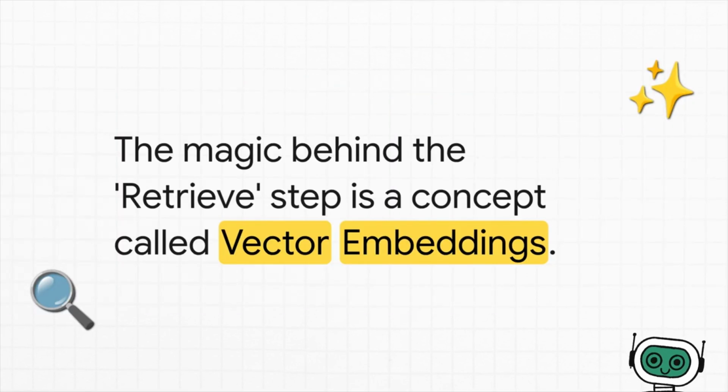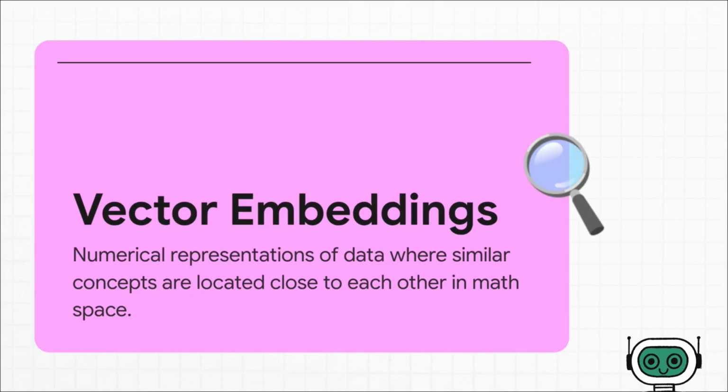Okay, but that first step is the magic one, isn't it? The retrieval part. How does the system know which documents are relevant to your question? Well, the key technology here is something called vector embeddings. Here's the intuition. Vector embeddings turn words and sentences into numbers, basically coordinates on a map. On this map, things with similar meanings are placed close together. So finding a relevant document is as simple as finding the text whose coordinates are nearest to your question's coordinates. It's a search for meaning, not just a search for keywords.